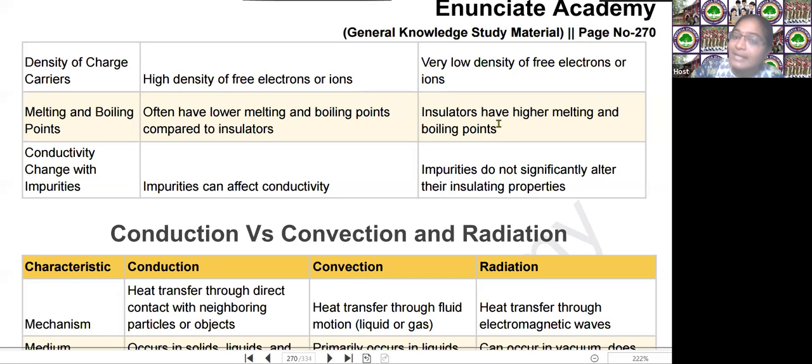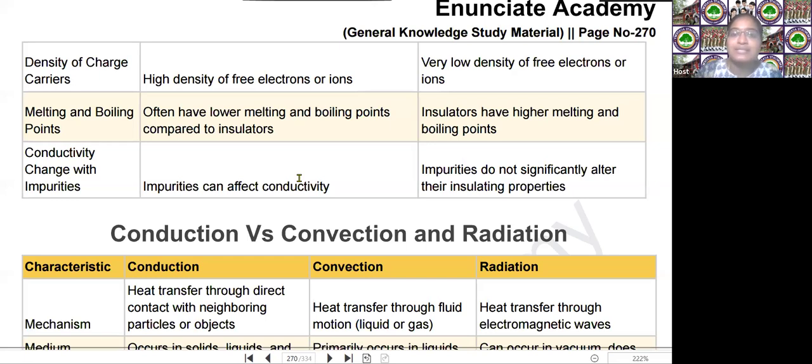But the conductor has impurities. For example, here gold has copper. Okay, this copper is the impurity in my earring. It is not pure gold. It has some impurities. What is the impurity? Here copper is the impurity. So this copper decreases the conductivity of this earring.